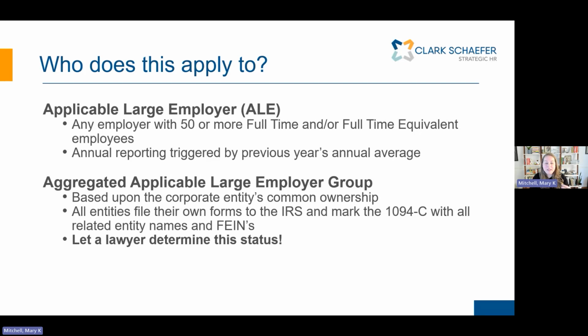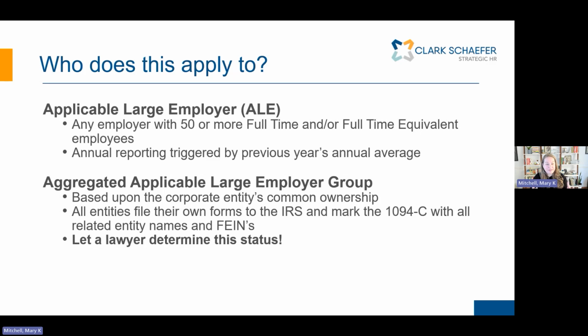Now, typically, annual reporting is triggered by your previous year's annual average, and the IRS is going to be looking at the number of W-2s that you submitted for your organization to determine whether or not you may or may not have needed to file for ACA the following year.